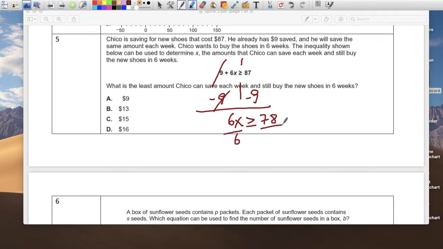And then divide this by 6. Divide this by 6. Cross, cross. x is greater than or equal to, and that's going to be 12. It's 78 divided by 6. To be precise, 78 divided by 6 is 13, exactly 13. So what's the least amount of money he has to save each week? He has to save at least 13 or more. Anything that's 13 or higher.